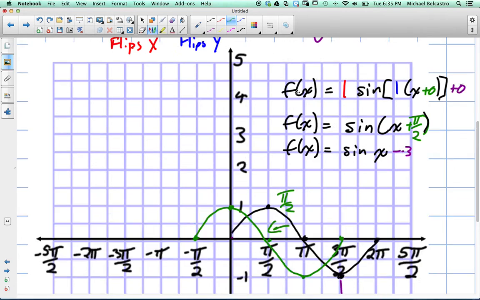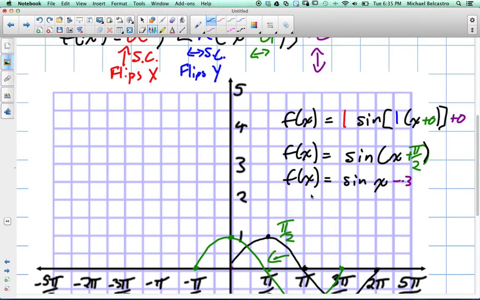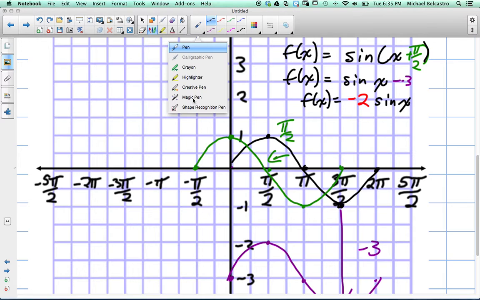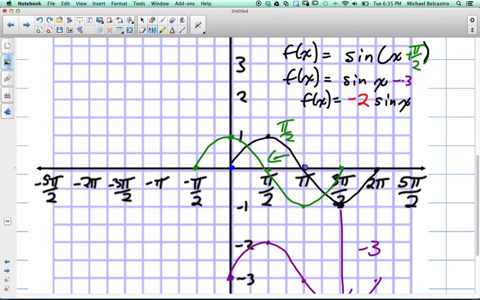Okay? And our compressions and stretches. Let's say we have f at x is equal to, and we'll try to do 2 and 1 here. We'll say negative 2 sine x. What does negative 2 sine x do to this function? It flips about the x. Yeah. So our zeros are all the exact same. The only difference is this positive 1 will go to negative 1, and this negative 1 will go to positive 1. So in other words, this relationship.